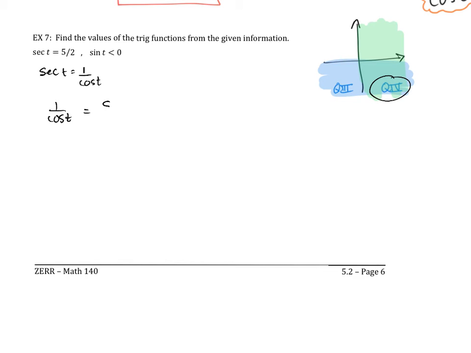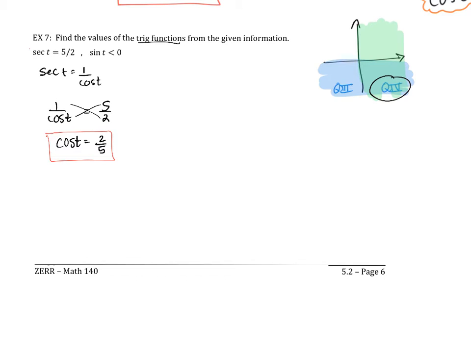Okay, and then we're going to use, again, this fact that 1 over cosine is our secant. Since secant is 5 over 2, that means that 1 over cosine is 5 over 2. And then just setting cross products equal and solving, we would get cosine of t is 2/5. So we're supposed to get all of the trig functions. All right, we got one of them.